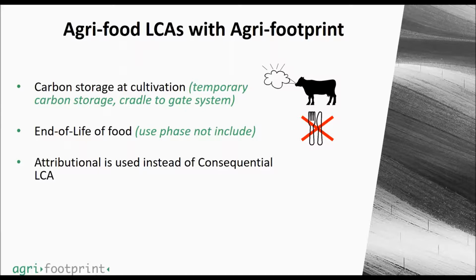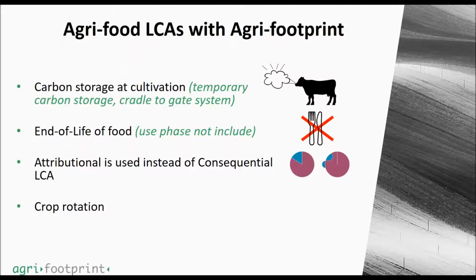Consequential modeling, on the other hand, intends to show how flows change in response to decisions. So this type of modeling would answer the question of what the consequences are of a decision beyond the effect of the actual change. So within the Agri-footprint scope, attributional modeling is the one that is being used.